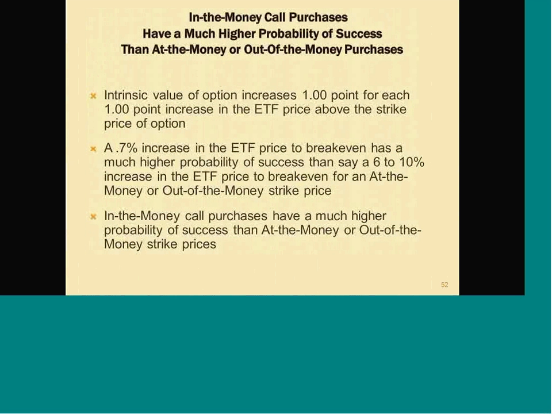So in this example with the FDN, it only has to increase 0.7 of 1% to break even, and of course that's going to have a much higher probability of success than, say, a strike price that required a 6 to 10% increase in the ETF price. So a lot of times the trade doesn't work out like you planned, and the ETF may be flat or slightly down. Well, you don't want to risk 100% of your money in that situation, and that happens quite a bit.